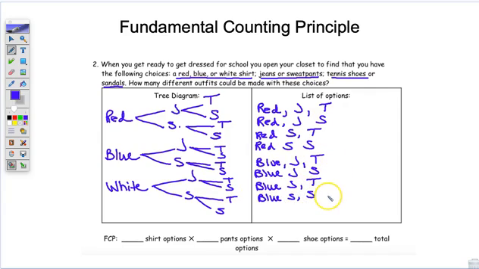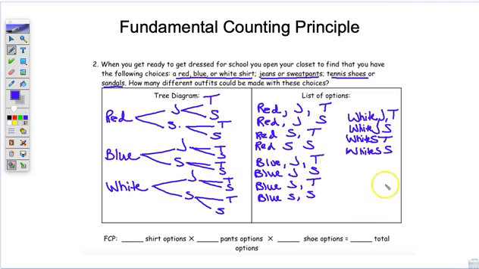Again, 4 options. I also have a white t-shirt that I could choose jeans and tennis shoes, or the white t-shirt, jeans, and sandals. White t-shirt, sweatpants, and tennis shoes, or the white t-shirt, sweatpants, and sandals.